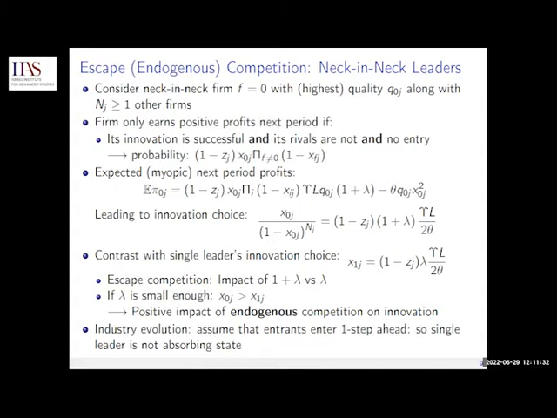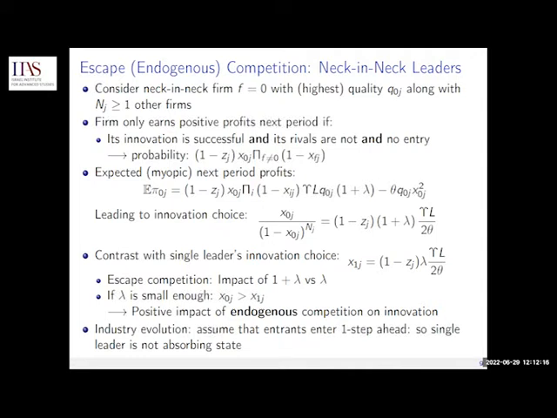And this is the escape competition, right? So the leader still has its incentive to innovate in this type of model, because you still get that extra benefit from having your quality go up by lambda, which is right here. The follower has this extra incentive, because it's not that I earn profits and my profits go up by lambda. I'm going from 0 profits to positive profits. So I have the lambda component, but I have the 1 plus lambda component. And this discretely raises the innovation effort for the neck and neck leader.